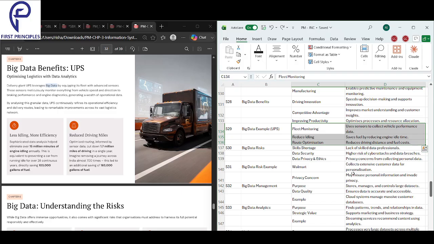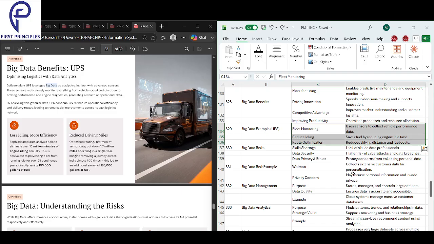Next, reducing idling. It saves fuel by reducing engine idle time. Route optimization. It reduces the driving distance and the fuel cost. These are some of the benefits in an example of data. UPS, again, is a data giant. They leverage big data for all these things. They put it inside the cars, collect the car data, reduce the idling, and do route optimization. They reduce driving distance and fuel cost.